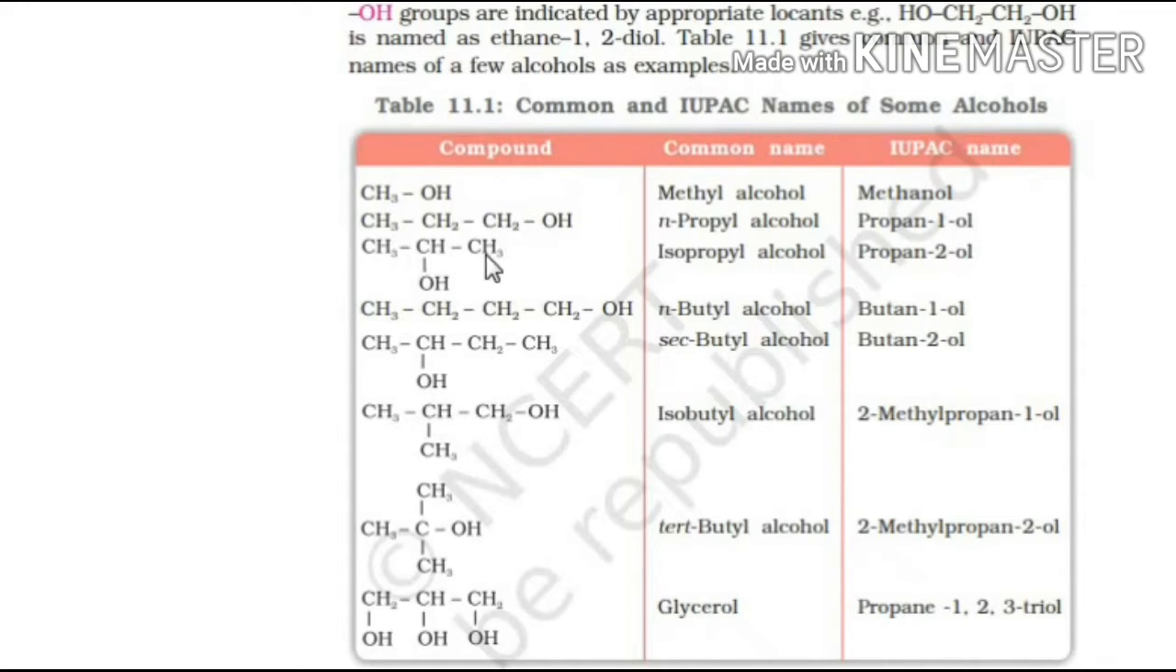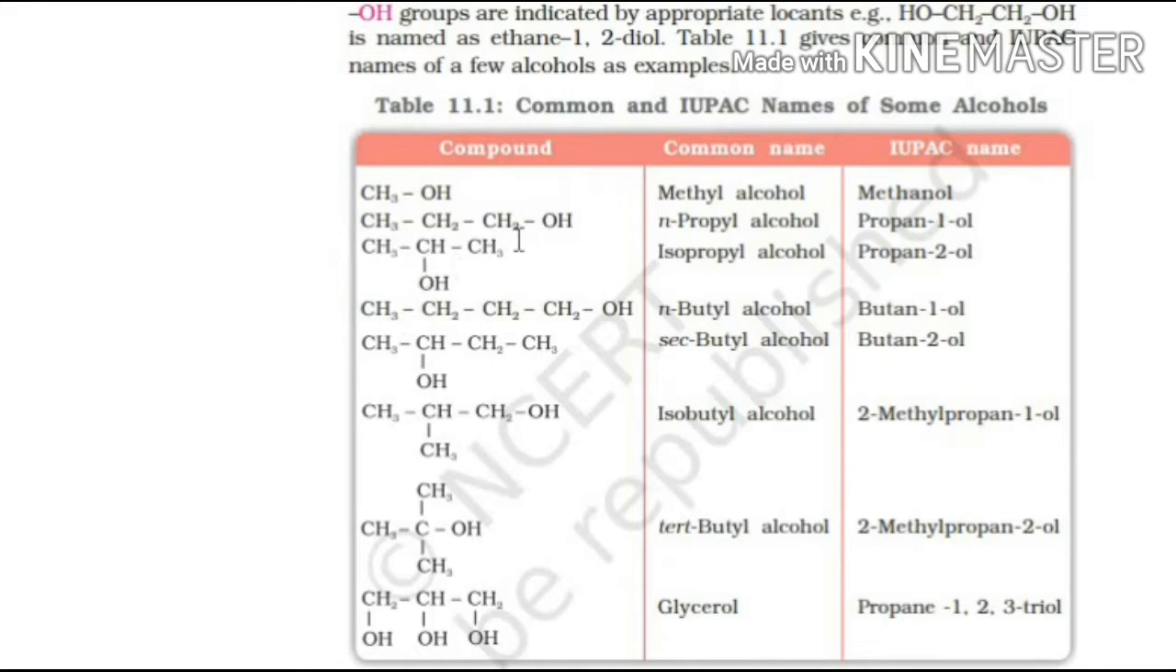Now next is n-propyl alcohol. This is a common name. N means normal because there is no branching, so this is known as n-propyl alcohol. Now in this propyl there is branching. How? Because you can write CH3 here, then CH here, then CH3 here. So this will become a branched alcohol.